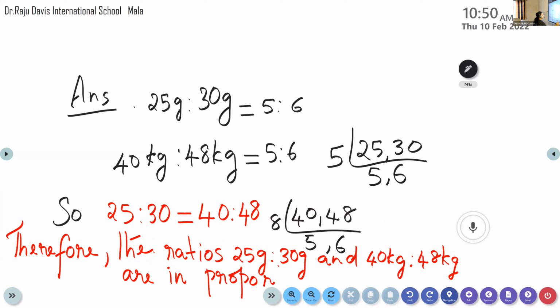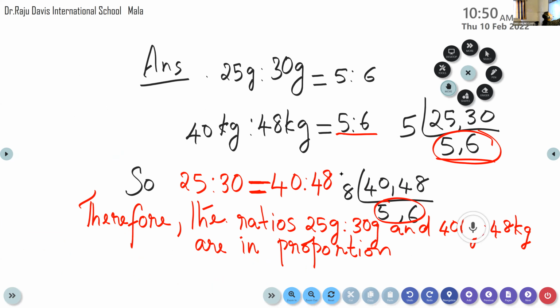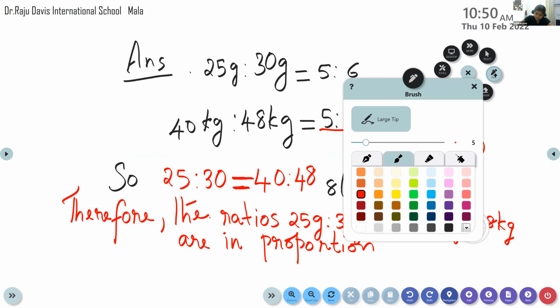So remember the definition of proportion, children. If the ratios are equal, we have seen both the ratios reduced to 5:6. Here also 5:6, here also 5:6. That means these two ratios are equal. If these two ratios are equal, they are in proportion. Now, children, first question we will do like this, then you are going to do alone. If you have any doubt, you can ask me now. Any doubt? No, ma'am.